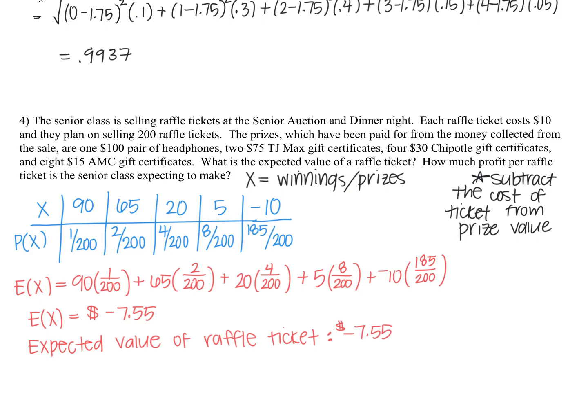You don't want the expected value of a raffle ticket to actually be a positive number, because that means that whoever is running the raffle ends up losing money. So in this case, it's a good thing that the raffle ticket has a negative expected value, because that means the senior class is actually going to end up making money off of the raffle. So that tells me the profit per raffle ticket is $7.55.